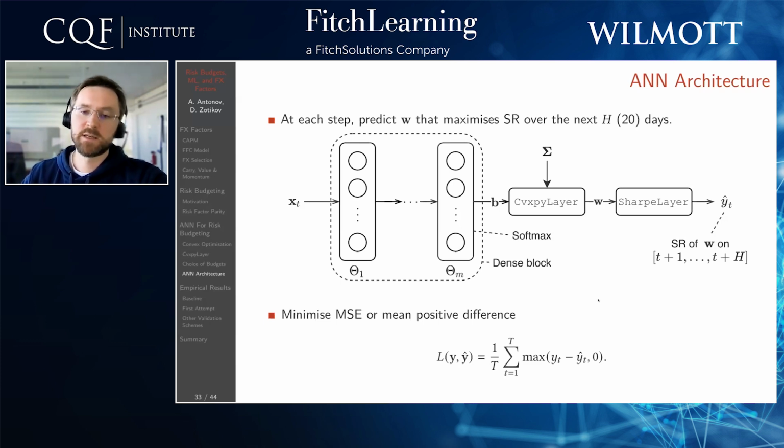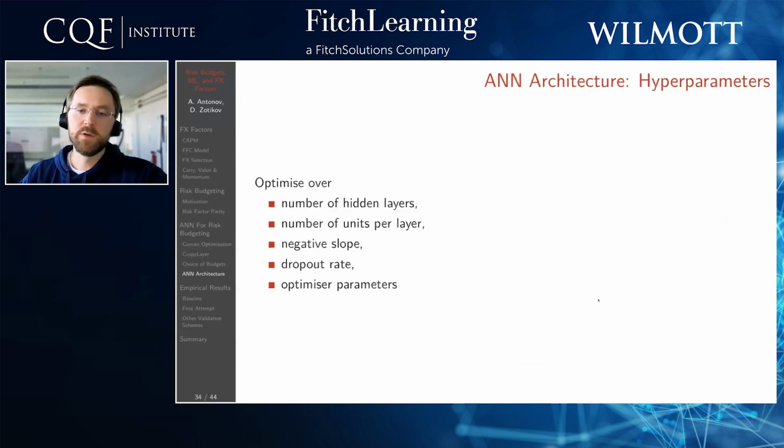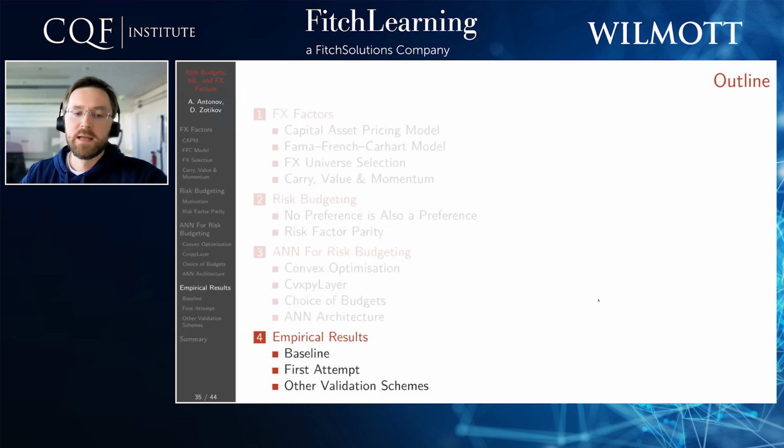The idea is to find the gradient of this loss function and backpropagate it in the hope that your network comes up with budgets, and hence portfolios, and hence Sharpe ratios, as close to the ideal Sharpe ratios as possible. We also optimized over the hyperparameters grid, namely the number of hidden layers, the number of units per layer, and a couple of other parameters.